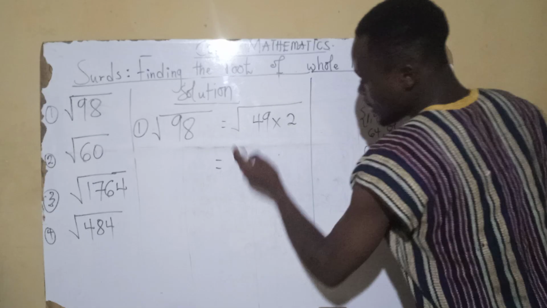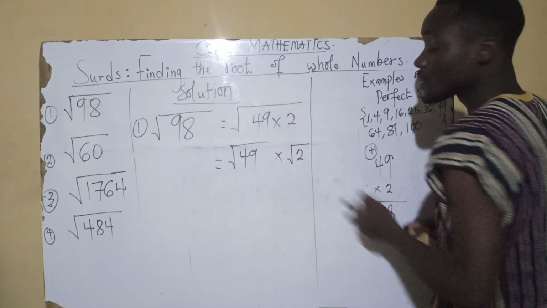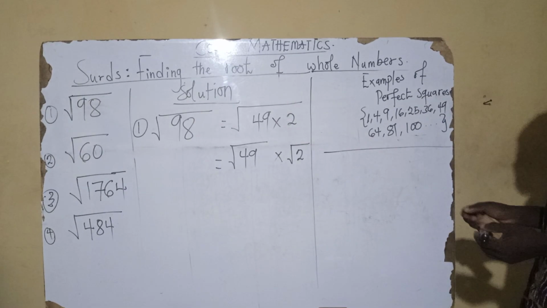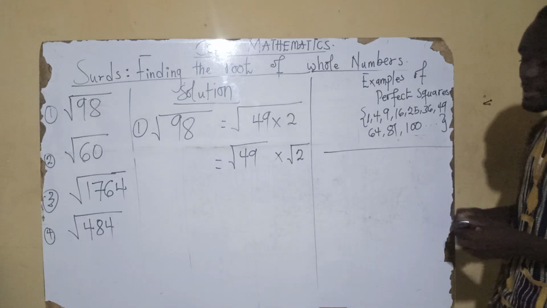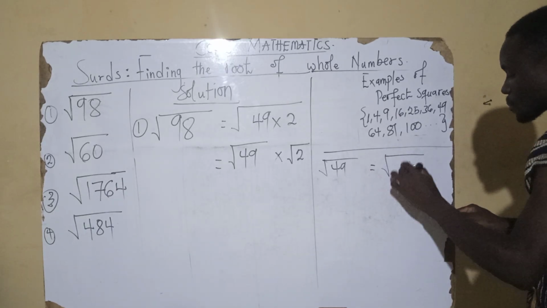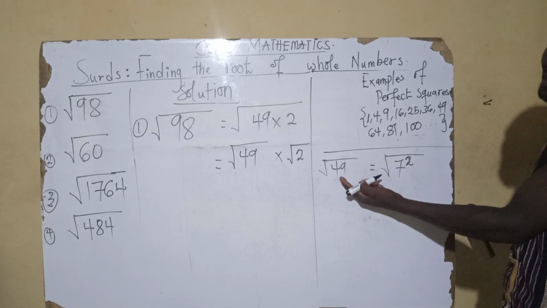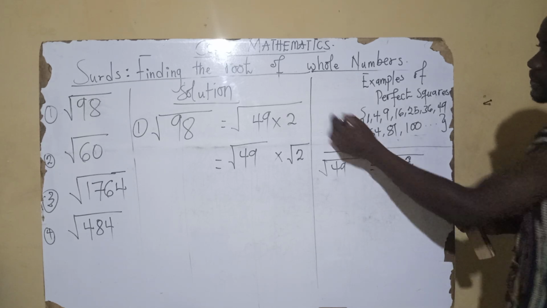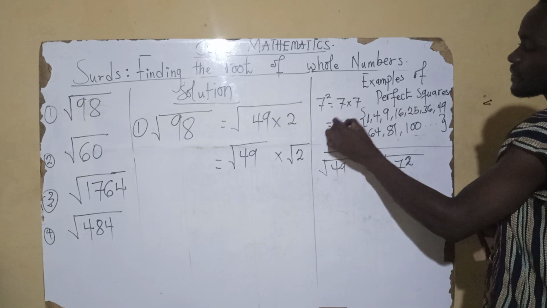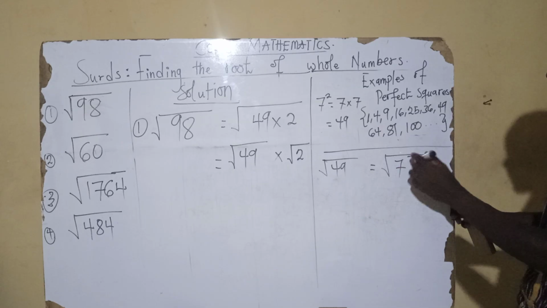Now this can be expressed as root of 49 times root of what? 2. Are you with me? Very good. So let's continue with the process. Now have it in mind that mathematically we said that root of 49 can be rewritten as root of 7 squared. Now 7 squared is the same as 49, because 7 squared is 7 times what? 7. And 7 times 7 gives me what? 49. So that is why I've written it like that. So I have 49 as 7 squared.